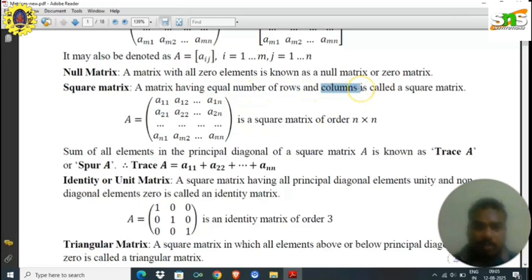It is also denoted as capital A equal to Aij, where i equals 1, 2, etc. up to m, and j equals 1, 2, etc. up to n.